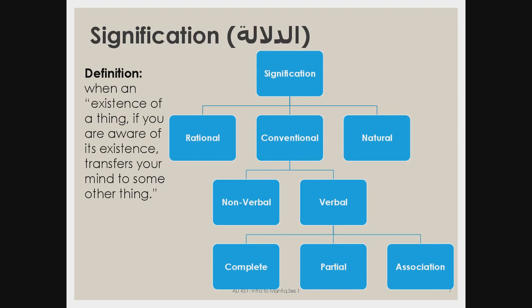So the way we express it, we say the knock on a door, that's dalala. It signifies or it implies that there is somebody behind the door. That's how you're going to express it in words. Okay. Ignore the conventional for now. Go to this third one, which is the natural dalala. Now, natural dalala that we're talking about is, once again, causal, but they're not always consistent.